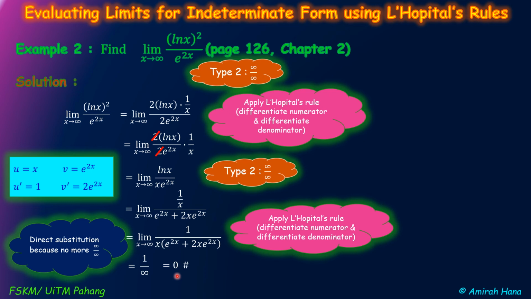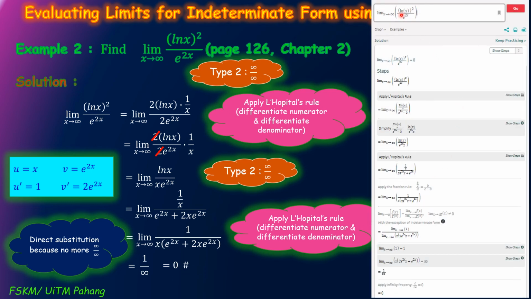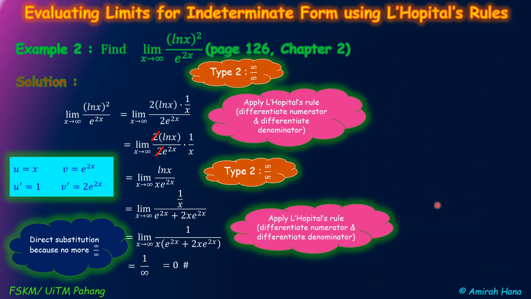You can check your answer using Symbolab. Use the syntax exactly as in the given question: ln, limit x to infinity, and then (ln x) squared over e to the power of 2x. Then we just press go or press enter, and the answer will appear like this. This is the final answer 0, and these are the steps. And the final answer is 0.